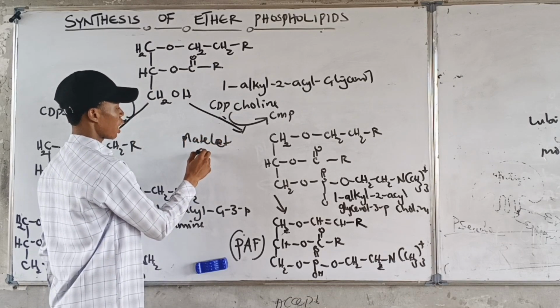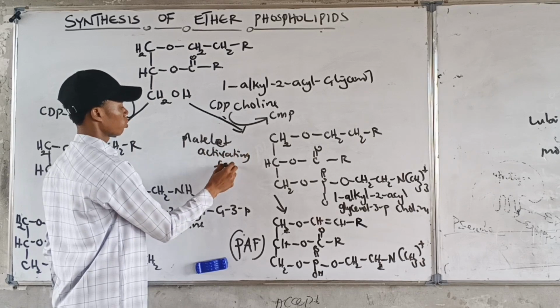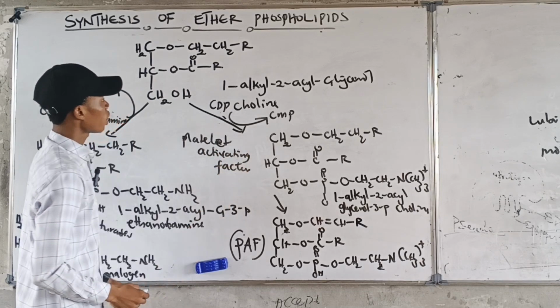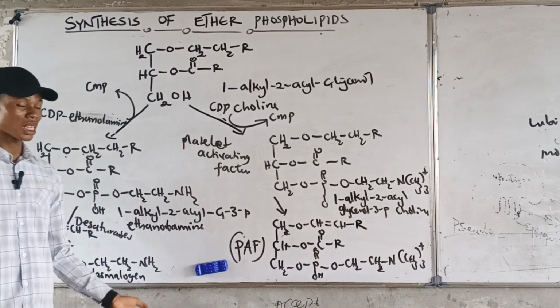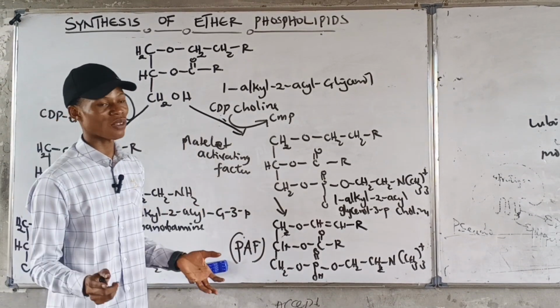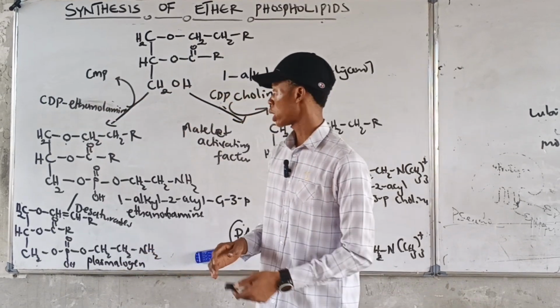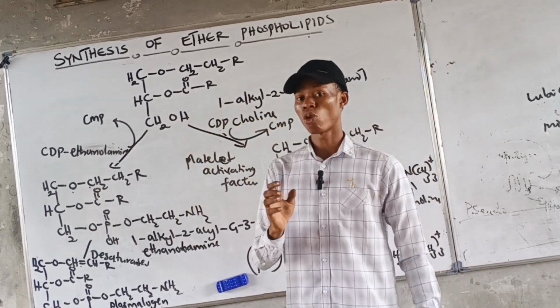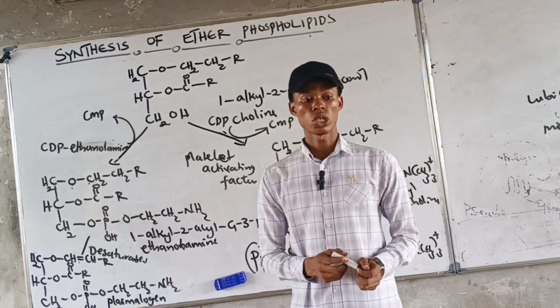Platelet activating factor. So in case you are asked to synthesize plasmalogen or platelet activating factor or ester fatty acids, always start from dihydroxyacetone phosphate and follow the steps. Please take your time on this. Pause the video at every point and draw until you get it.